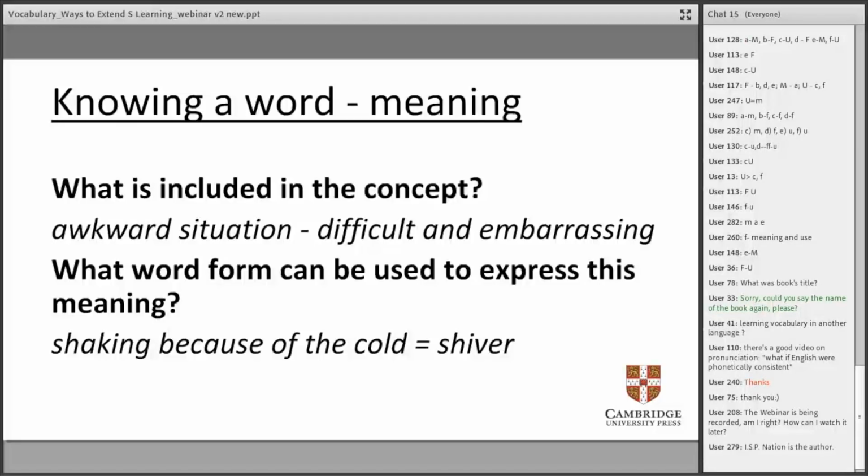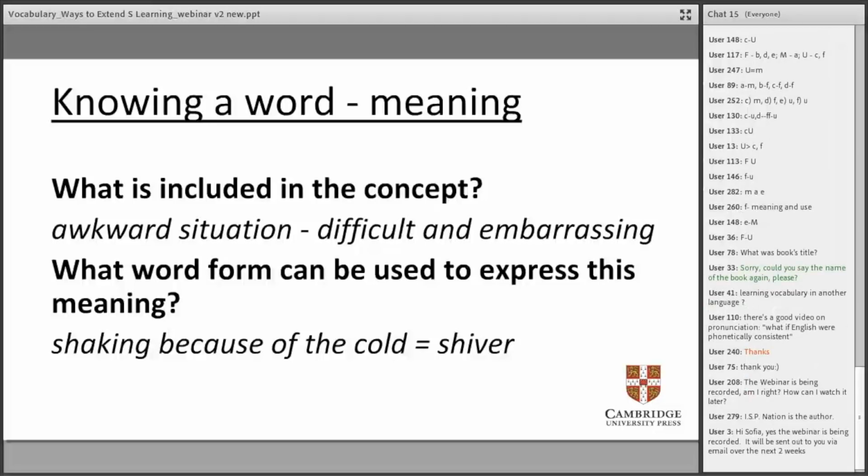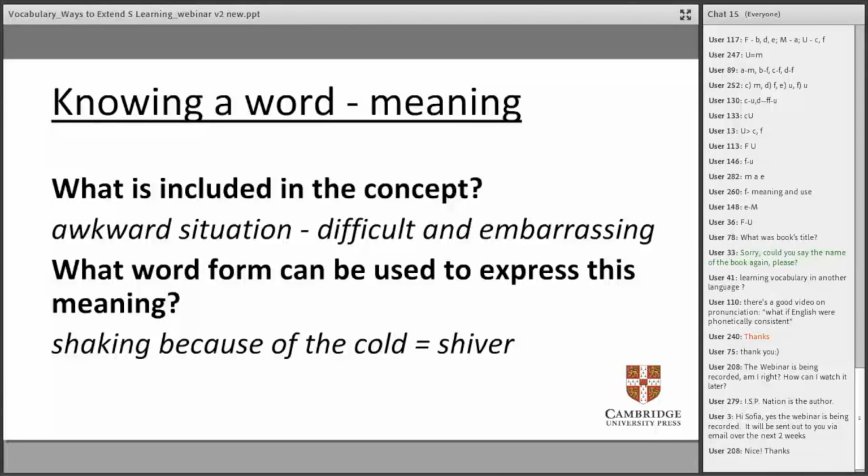Then this question here is a little bit trickier. What word form can be used to express this meaning? So here I've given a meaning, and the meaning is shaking because of the cold. If someone actually said that, the idea is perfectly clear. You know, I was shaking because it was so cold. However, we actually do have a precise word in that, and the word is shiver.